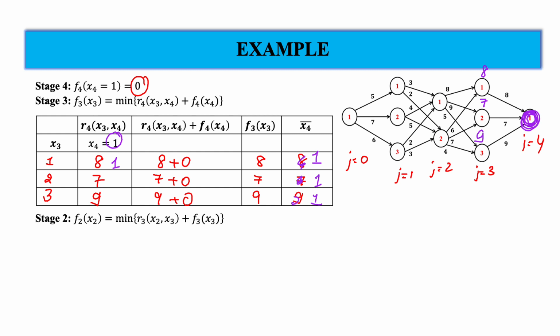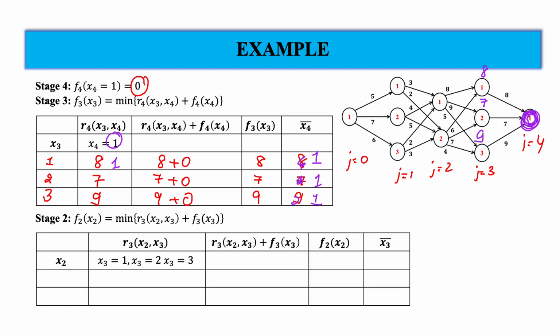Okay, now in stage 2 we again find out f2(x2) equals the minimum of r3(x2, x3) plus f3(x3). Now we will form the table again. For x2 we have two nodes, 1 and 2. For x3 we again have 3 nodes. Now find the arc lengths.